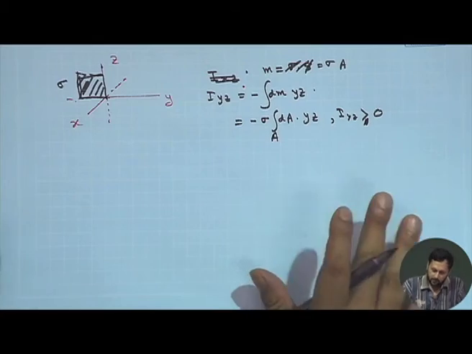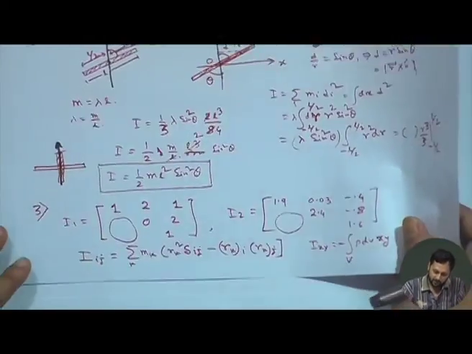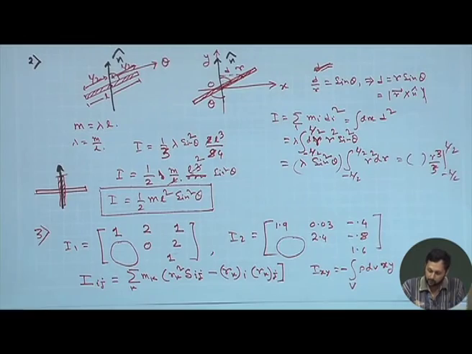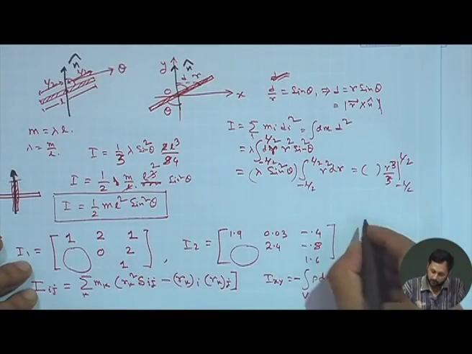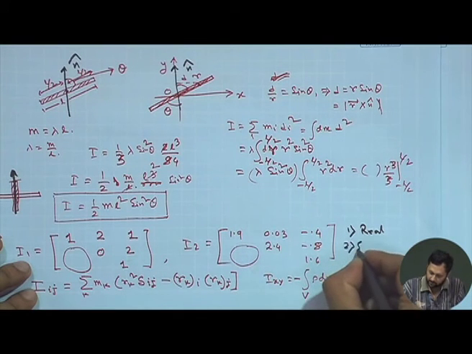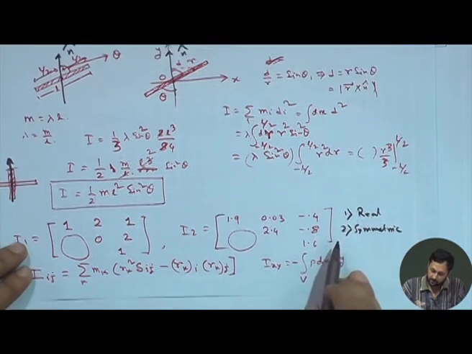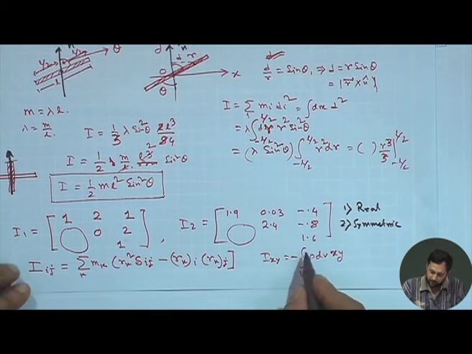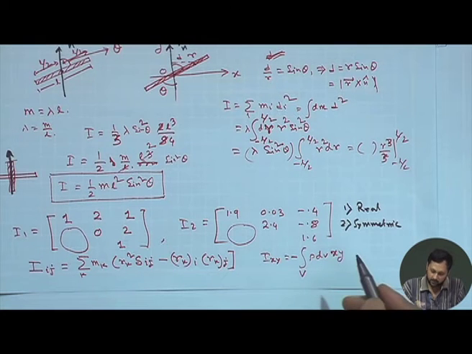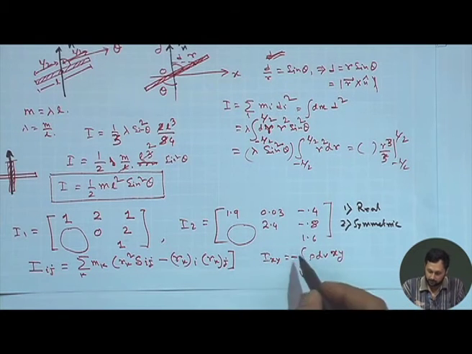So, that is why not having a negative value in the product of inertia does not make a tensor invalid. That is also not the line of thinking. So, we have two properties. One is real, both of them are real. Second is symmetric, both of them are symmetric. And third, we can have negative values in the product of inertia term, which I have proved: that the integration has a negative sign does not mean that it will have negative values.